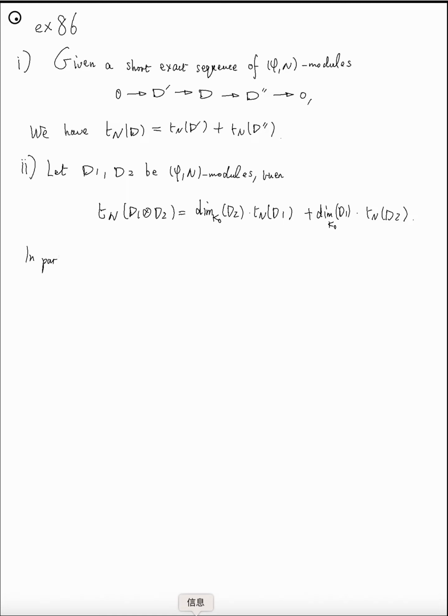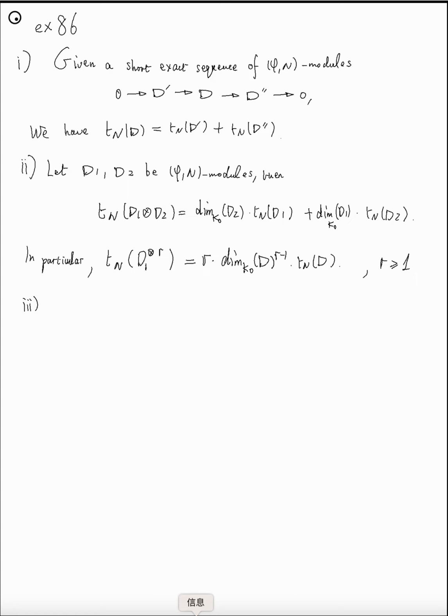In particular, the Newton number of D self-tensor r times equals r times the dimension of D to the power r minus 1 times the Newton number of D. This comes from the induction or iteration, for any r bigger or equal to 1.